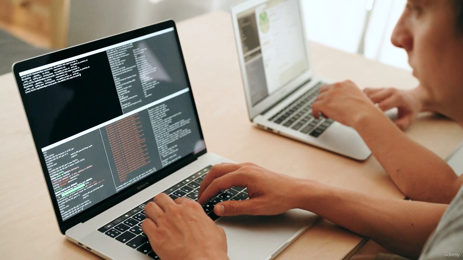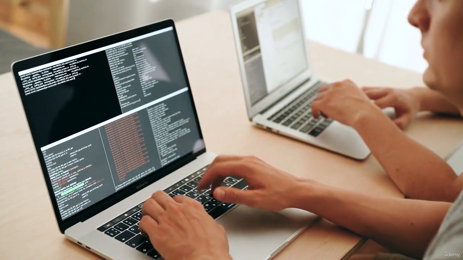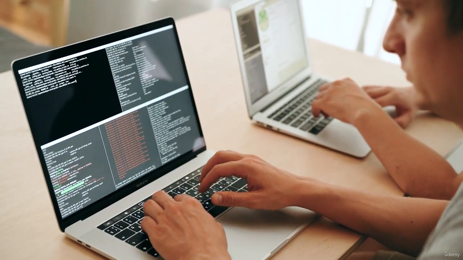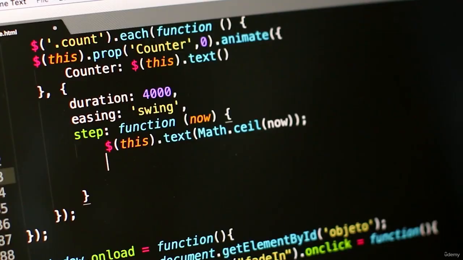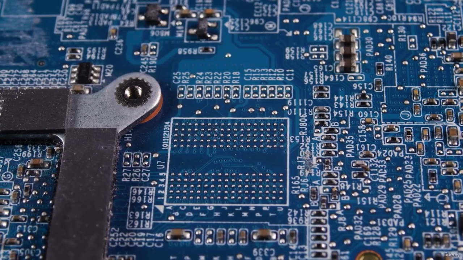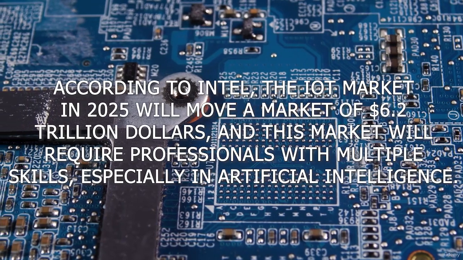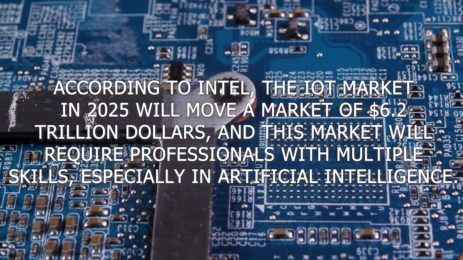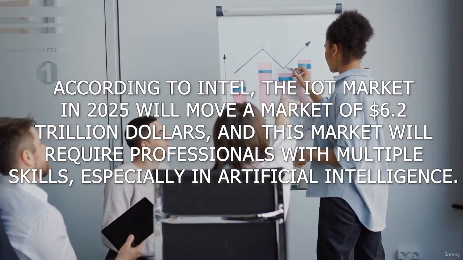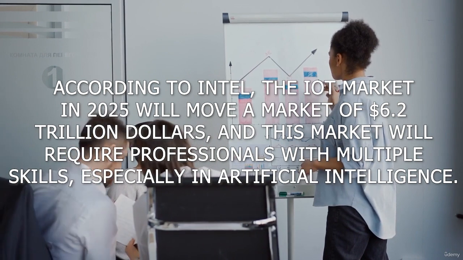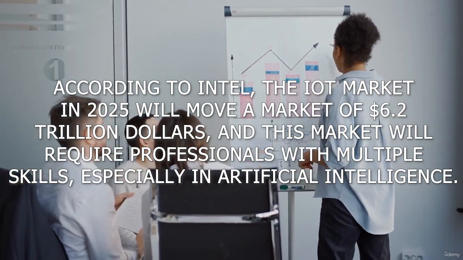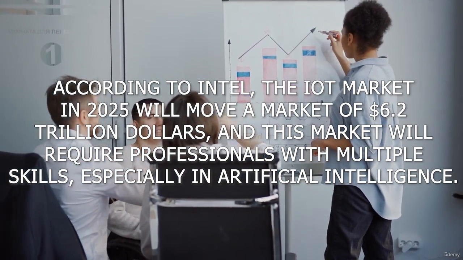For the creation of more robust computer systems, knowledge in several areas of computer science is essential, but mainly in the area of programming to write algorithms that solve the problem, and electronics for the construction and implementation of computers embedded in things. According to Intel, the IoT market in 2025 will move $6.2 trillion, and this market will require professionals with multiple skills, especially in artificial intelligence.